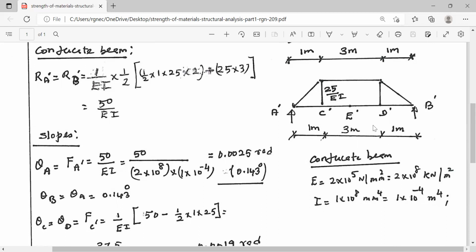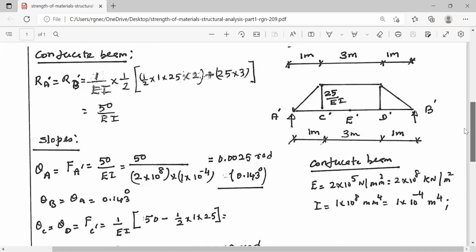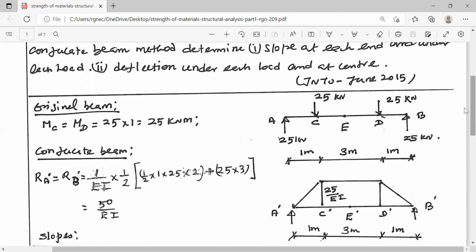Now, the loadings are in kilonewton, the dimensions are in meter. So, E is also consistently in kilonewton per meter square. Moment of inertia is also consistent with the other units, that is, it is converted into meter power 4. Now we have to calculate theta A. Now what is theta A as per the theorem?